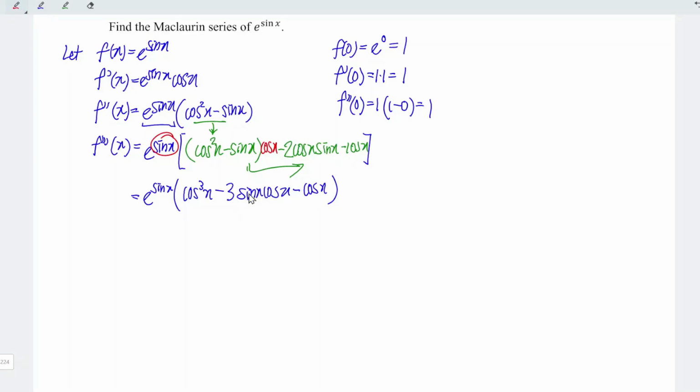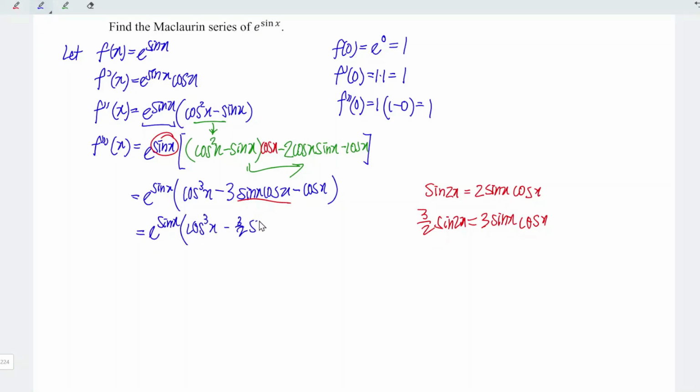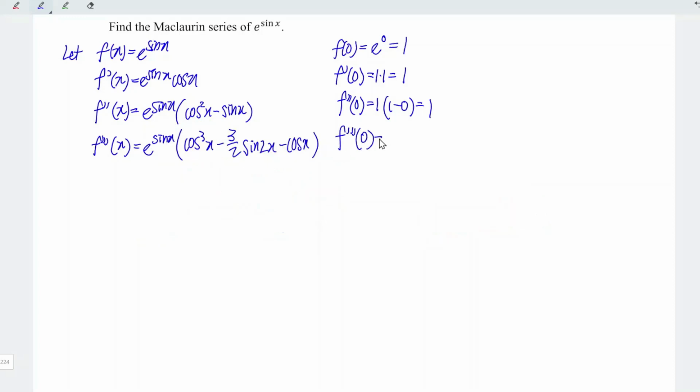If we wish to use the simple hack for the rest of the derivatives, we shouldn't have any product of two different functions within the bracket. So we should convert this function. Recall the double angle identity for the sine function. Sine 2x is equal to 2 sine x cos x, which means that 3 sine x multiplied with cos x is equal to 3 over 2 sine 2x. And now we can rewrite this function as e to the power sine x multiplied by (cos cubed x minus 3 over 2 sine 2x minus cos x). And hence, at point x is equal to 0, we have 1 times (1 minus 0 minus 1), which is equal to 0.